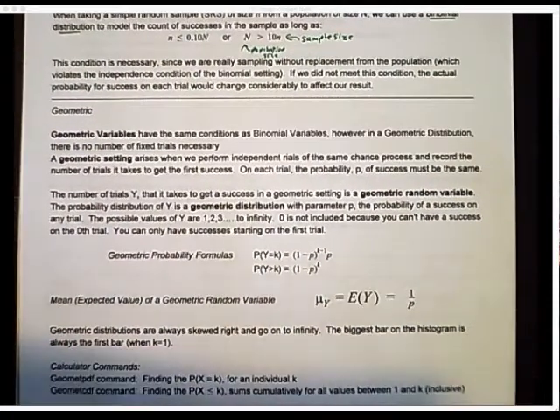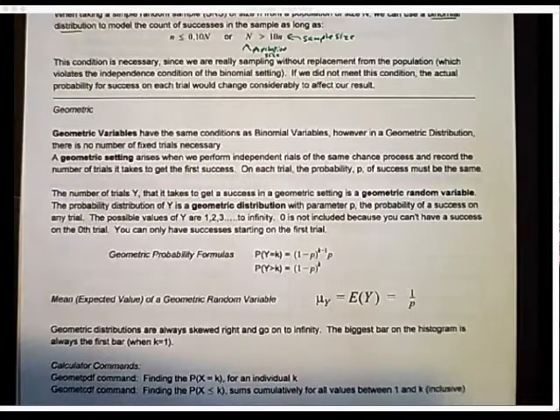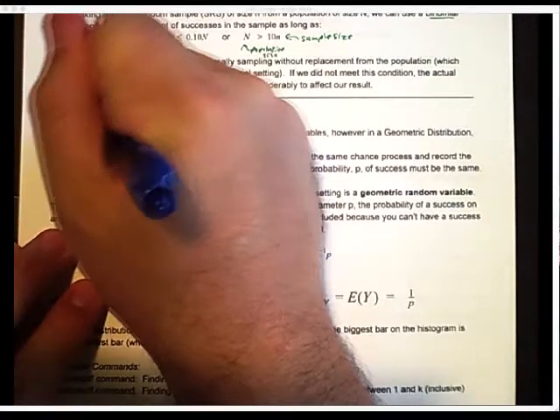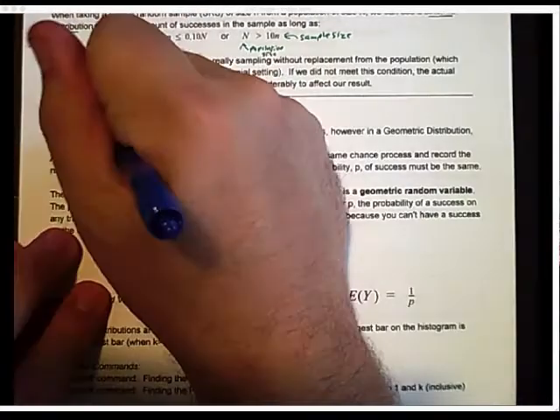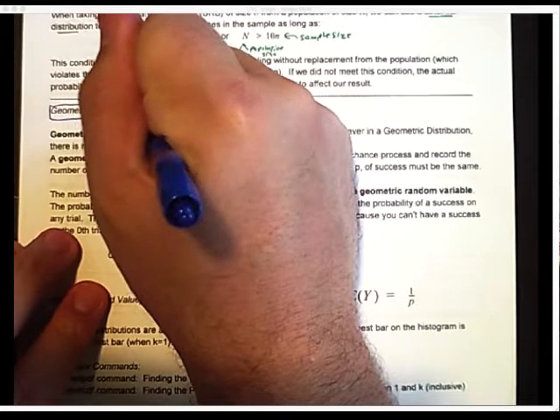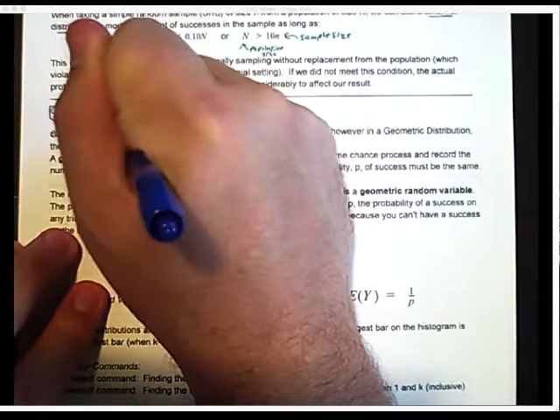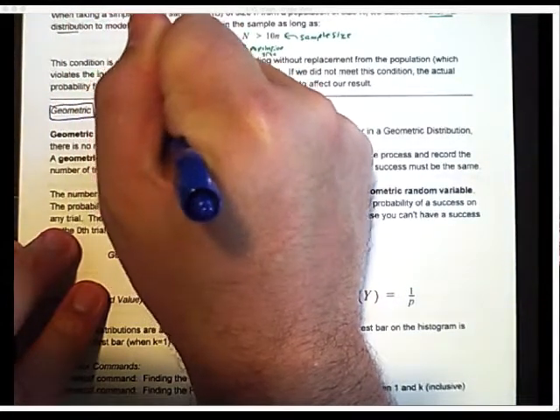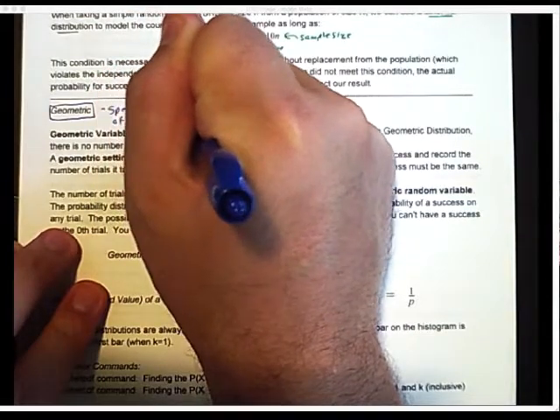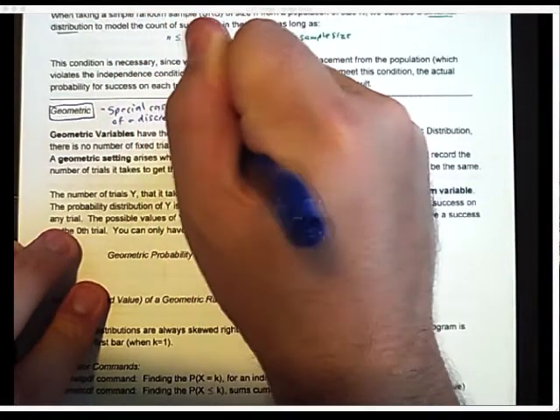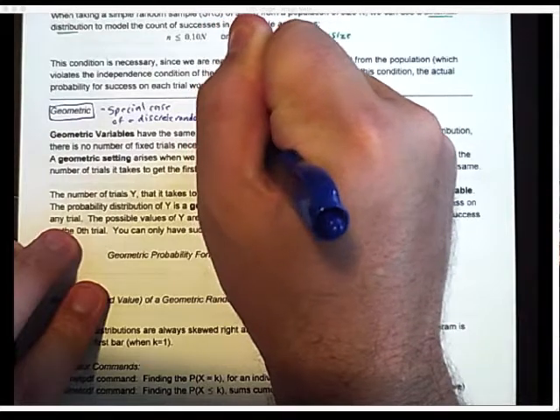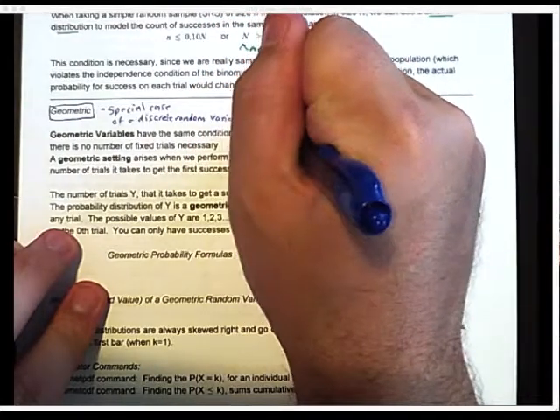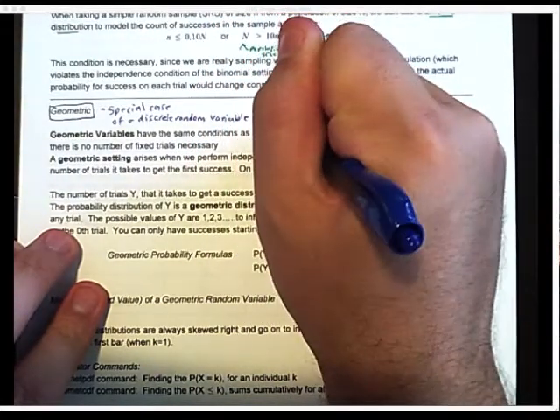So we have one more type of special distribution to talk about, and that is the geometric distribution. The geometric distribution is another special case of a discrete random variable distribution.